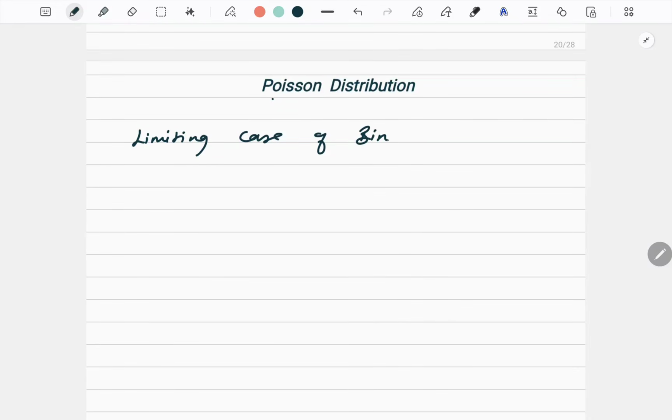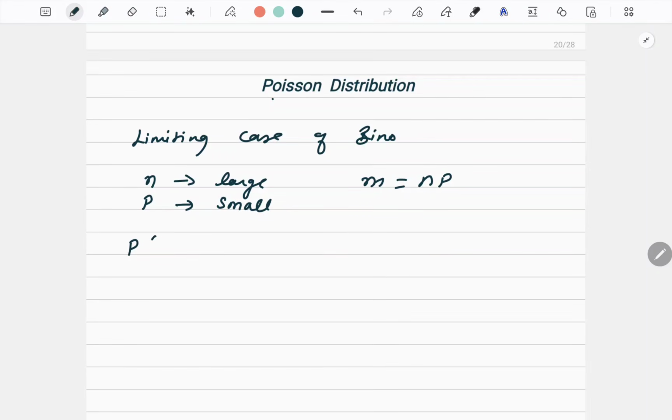What is the condition? Suppose n is very large and the probability is very small, then the binomial gets converted into Poisson's distribution. And when we multiply a big number and a small number, we get another number m. So m is equal to np.